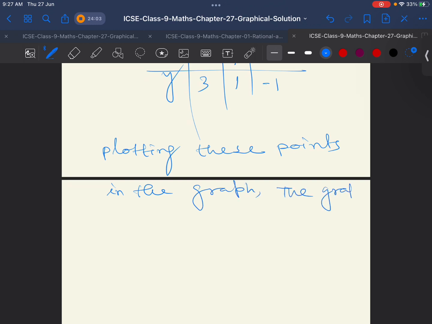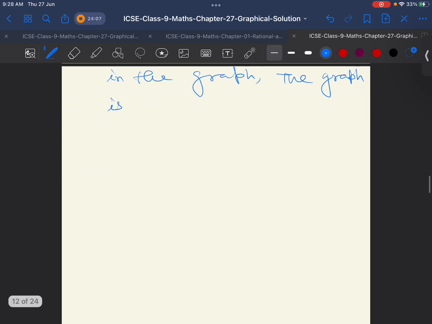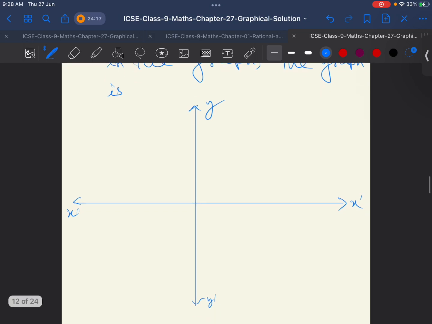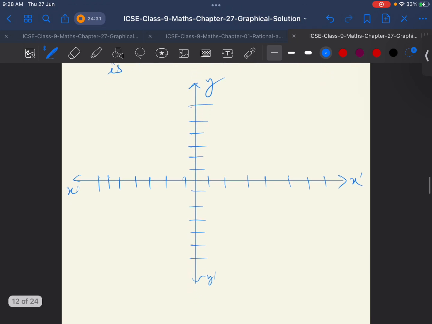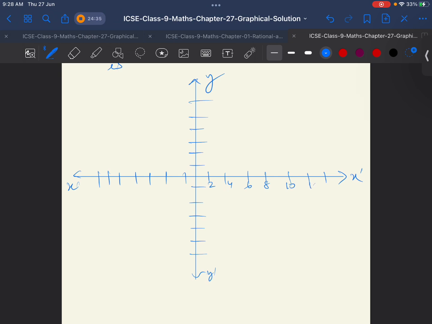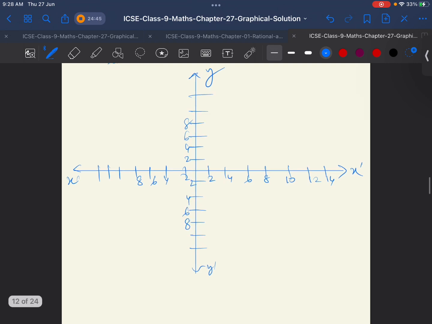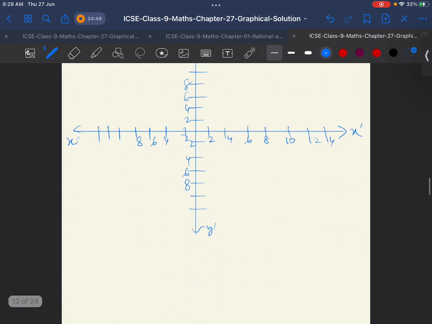So the graph is, we draw the x and x dash, y and y dash axes, the x-axis and y-axis. Mark 2, 4, 6, 8 on each side, and on the y-axis 2, 4, 6, 8, 10, 12, 14. Okay, so the first point is here, 6, 1.